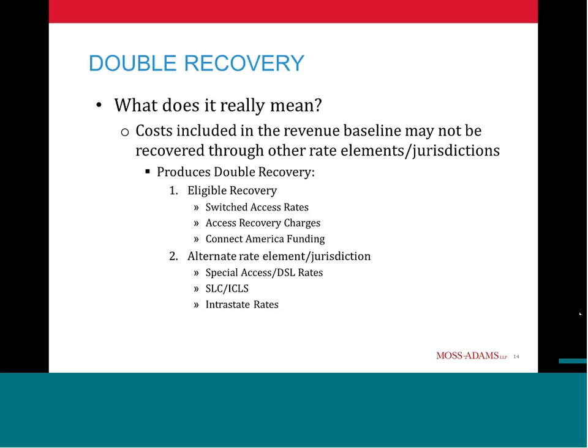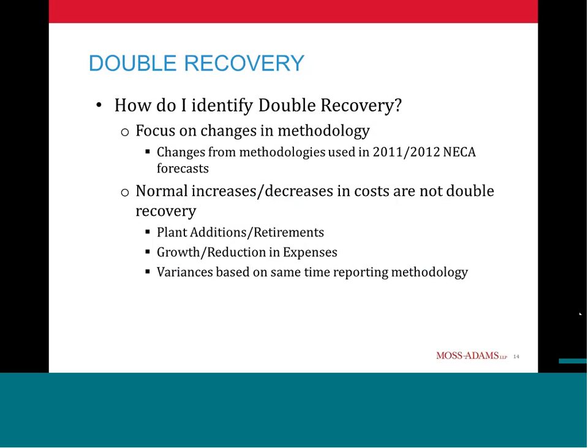So when we do the annual cost study and we're defining the revenue requirement for other services or other rate elements that aren't covered or aren't part of that revenue baseline, if costs are being assigned to those different rate elements or services, you may end up having double recovery. So in that cost study process, if your switched access costs get shifted over to special access or DSL, your subscriber line charge or ICLS or your carrier common line revenue requirement, or to intrastate revenue requirement, then you may have double recovery. So that's why we need to continue digging into this.